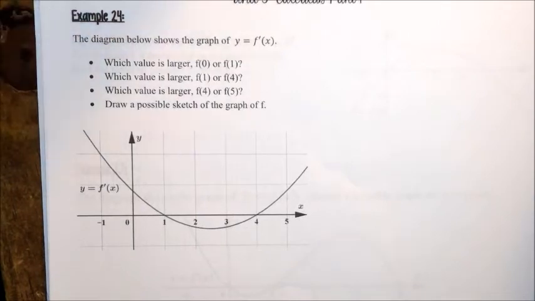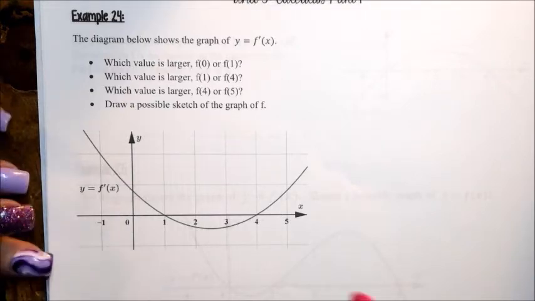All right, example 24. So the diagram below shows the graph of y equals f prime of x. Which value is larger, f of 0 or f of 1? Which value is larger, f of 1 or f of 4? Which value is larger, f of 4 or f of 5? Draw a possible sketch of the graph. Okay, let's just do exactly what we did last time.